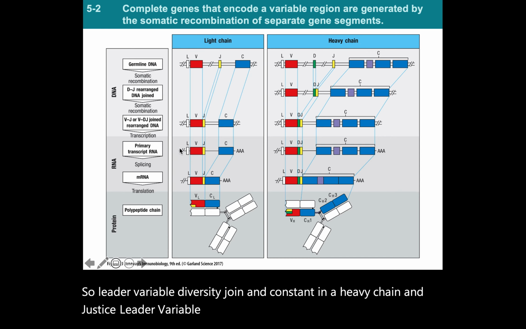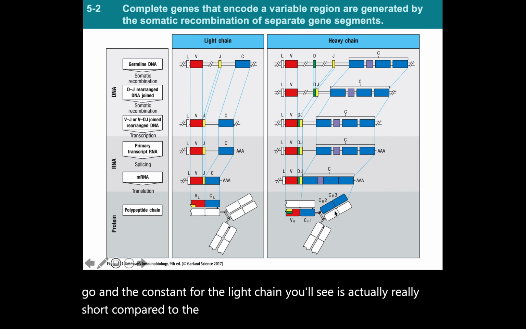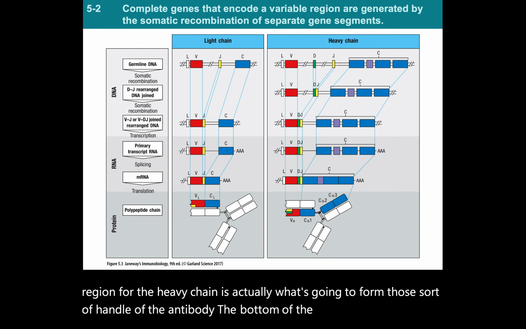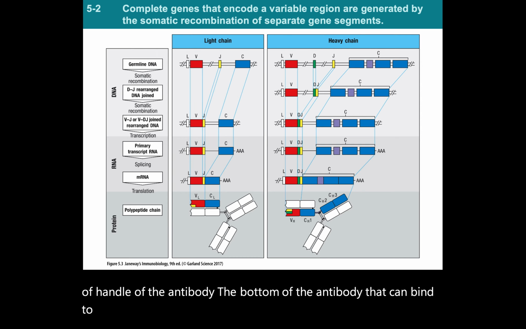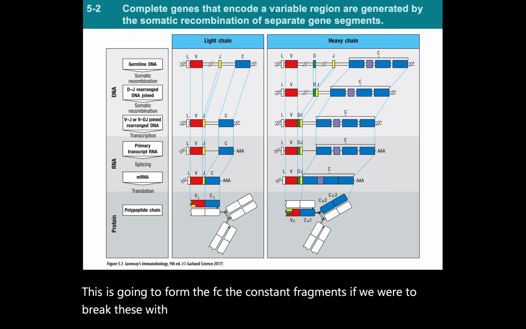and just leader, variable, join, and constant in a light chain. And there we go. And the constant for the light chain, you'll see, is actually really short compared to the constant for the heavy chain. And the constant region for the heavy chain is actually what's going to form the sort of handle of the antibody, the bottom of the antibody that can bind to cells. So this is going to form the Fc, the constant fragment, if we were to break these with a protease like papain, for example.